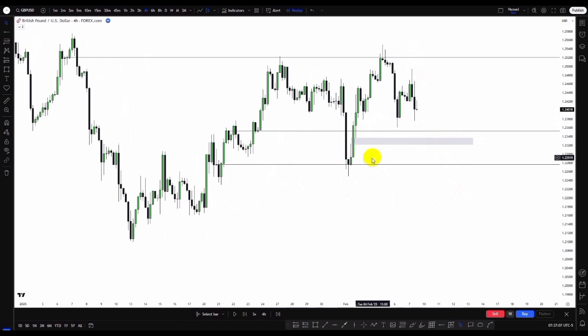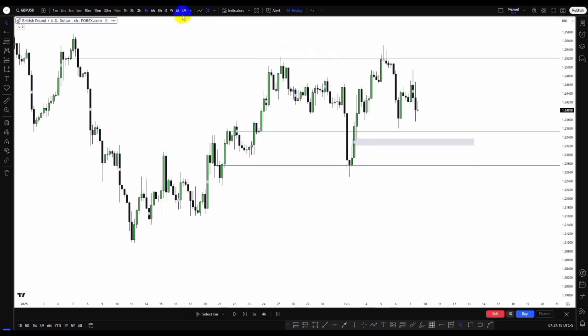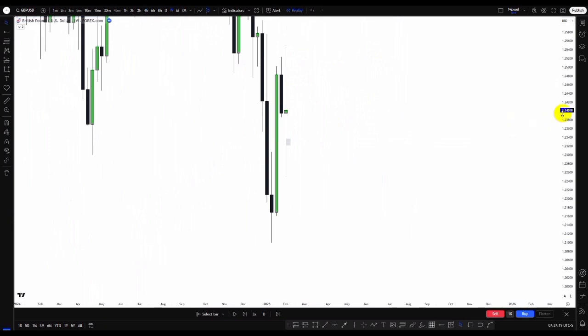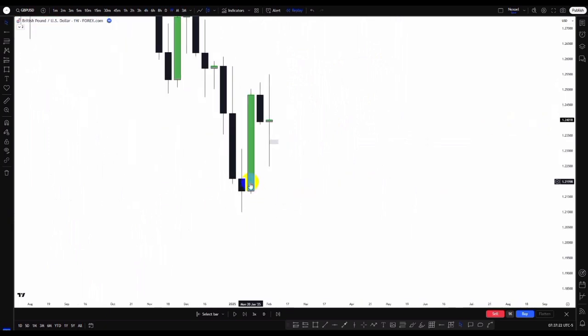fair value gap, because this is where the buy move began to the upside that took out this buy side liquidity. We had the sweep of this buy side liquidity, and from the weekly perspective, we can see we have bullish momentum due to this bullish candle. So back to the 4-hour time frame.